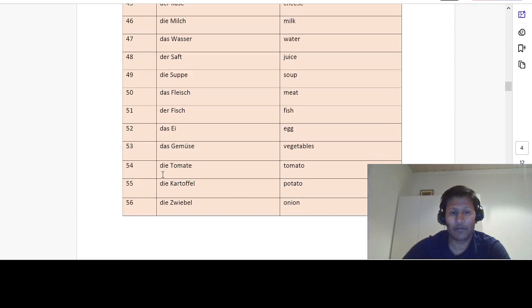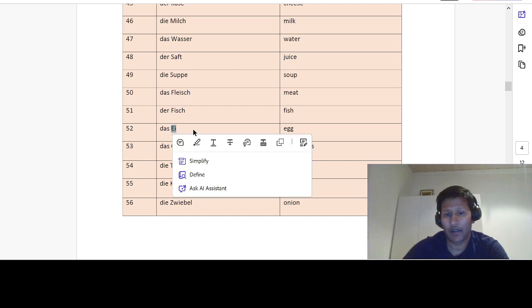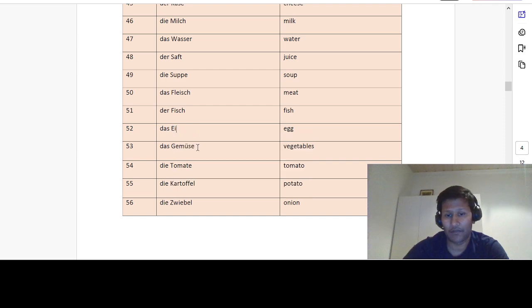And then 51, der Fisch, fish, das Ei, the egg is neutral, das Ei, egg, das Gemüse, vegetable, die Tomate, then next one, potato, die Kartoffel, potato. We'll see how to form the plural in the next class going forward.